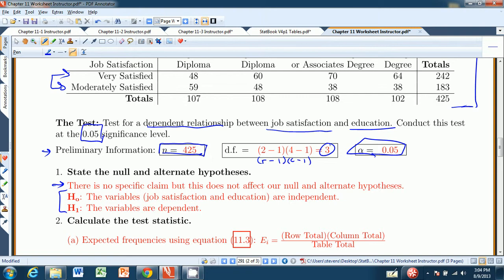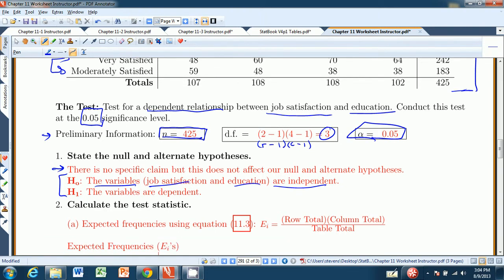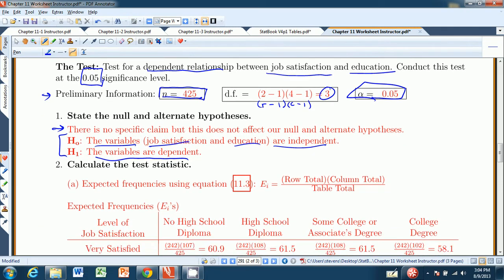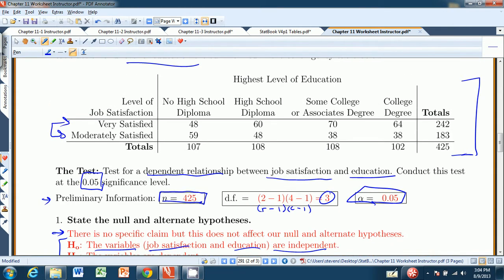So the null hypothesis is always that the variables are independent. In this case, the variables are job satisfaction and education. And the alternate hypothesis is that this is not true and that the variables are in fact dependent. So we have to calculate the expected frequencies for each cell in this table. So we have the observed frequencies right here that I just circled. We need to calculate the expected frequencies.